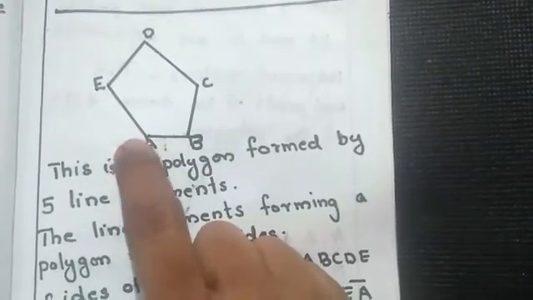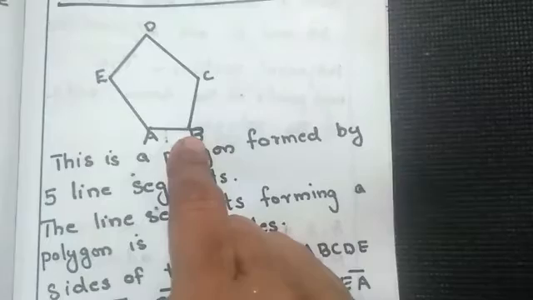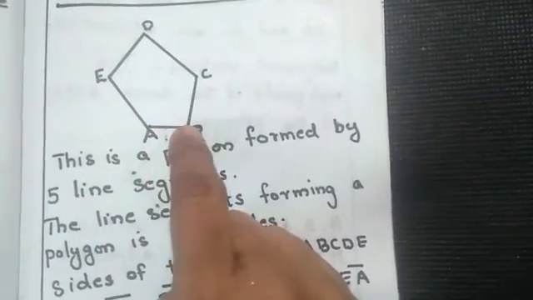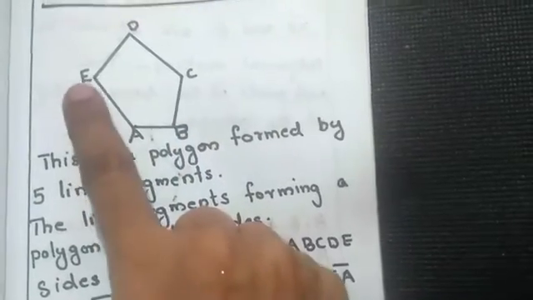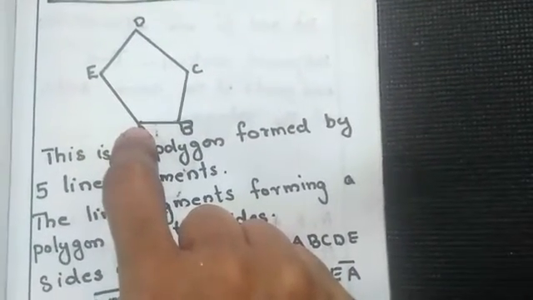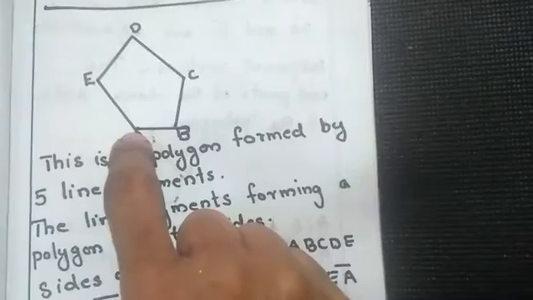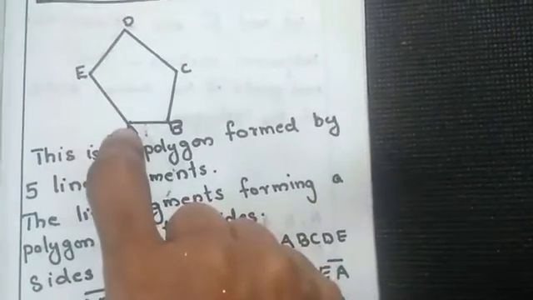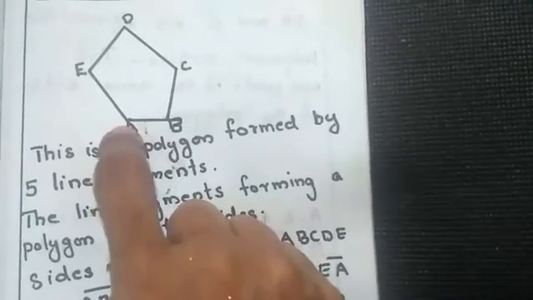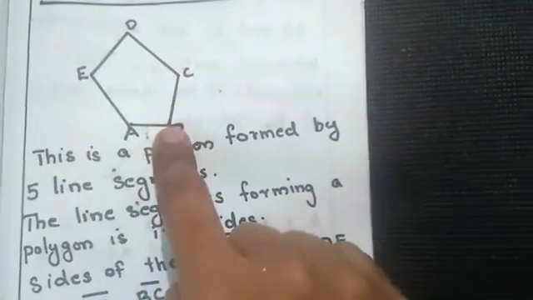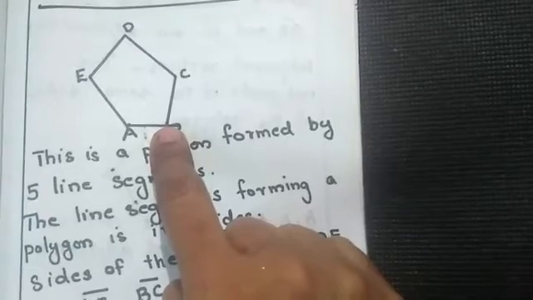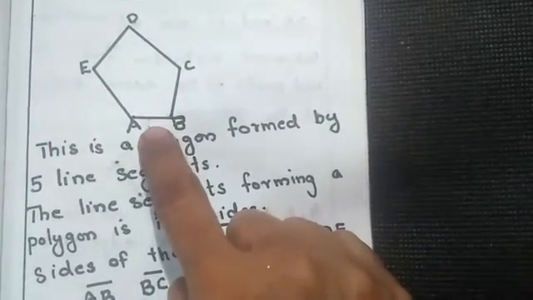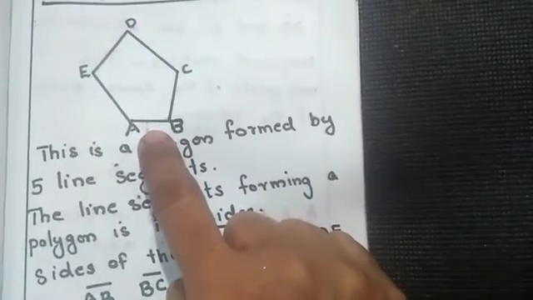Adjacent vertices: A and B are adjacent vertices. That means they are the endpoints of a side. E and A are the endpoints of the side EA. So, E and A are adjacent vertices. B and C are adjacent vertices. Do you understand the concept of adjacent sides and adjacent vertices?